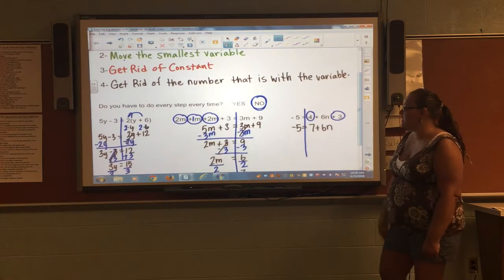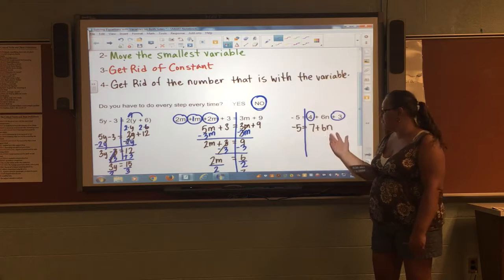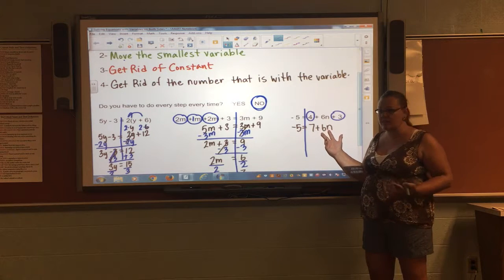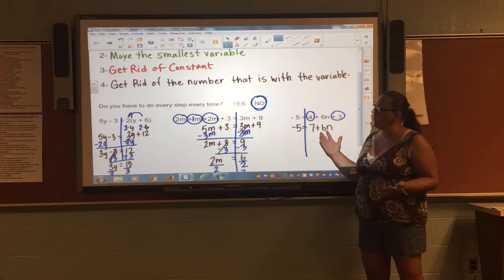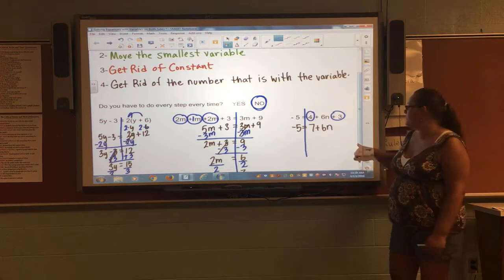The second step says to move the smallest variable. I only have one variable, 6n, that's it. So I can skip that step because I only have one.